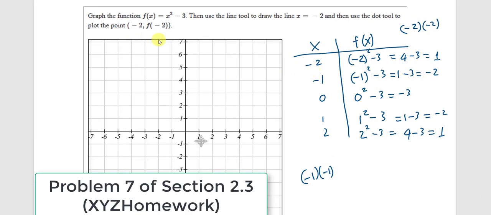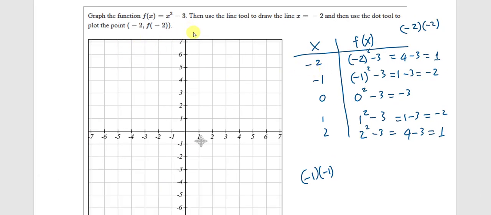Hi, in this video we are going to solve one problem from section 2.3, question 7. We are to graph the function f of x equals x squared minus 3, and this is a parabola. This is a quadratic polynomial. This is not a linear function.